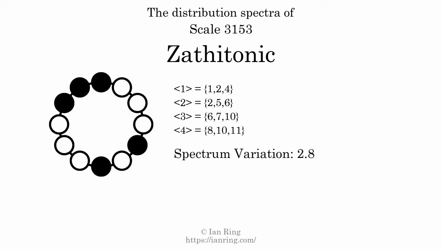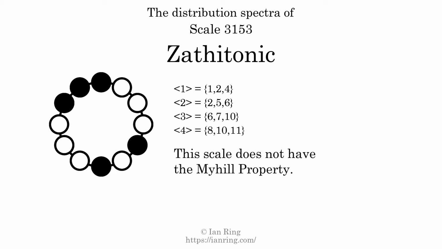The spectrum variation is the sum of all the widths, divided by the number of tones. The spectrum variation of this scale is 2.8. Since the variation is greater than 0, this indicates that the scale is not perfectly even. The highest spectrum width is 4. Since this is greater than 1, we know that this scale is not maximally even. If every spectrum has exactly 2 specific intervals, we call that the Myhill property.